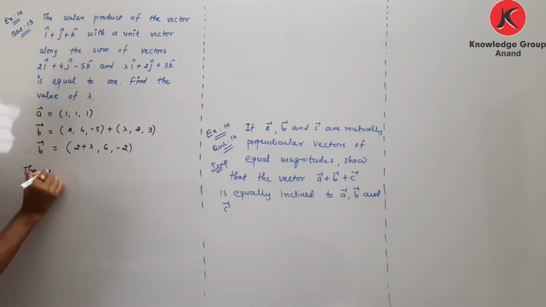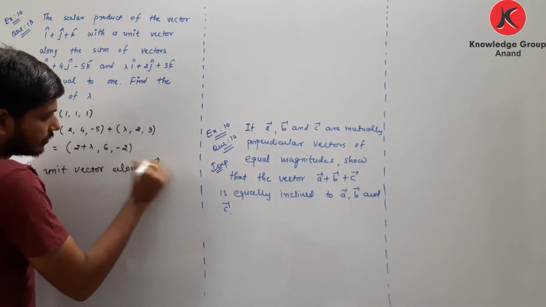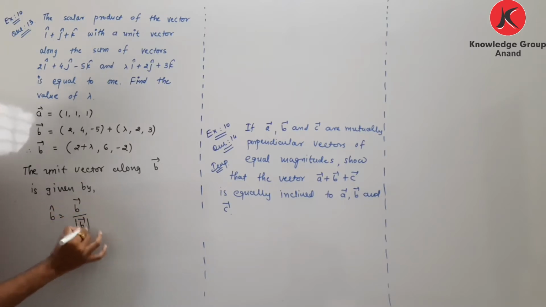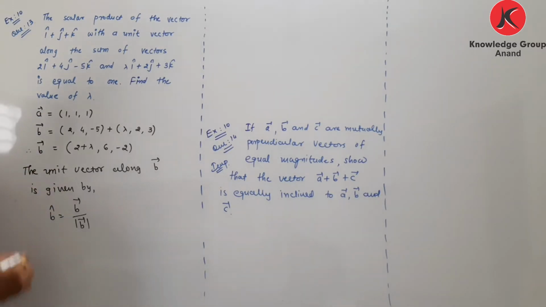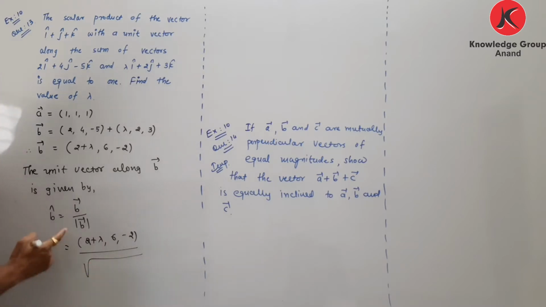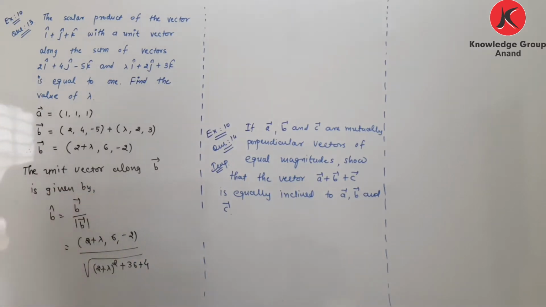So the unit vector along vector B is given by B cap, which is equal to vector B upon magnitude of vector B. Now see here, vector B is 2 plus lambda, 6 and minus 2, divided by the magnitude of vector B, which is equal to under root of (2 plus lambda) whole square plus 6 square, 36, plus minus 2 square, 4. Okay, this is your B cap, that means the unit vector in the direction of vector B.